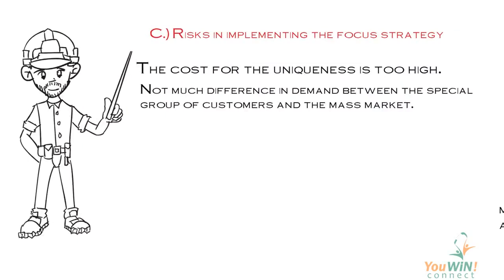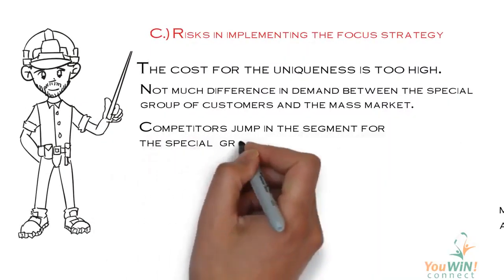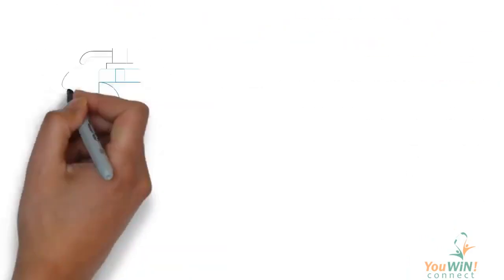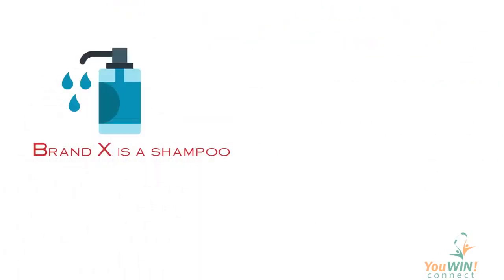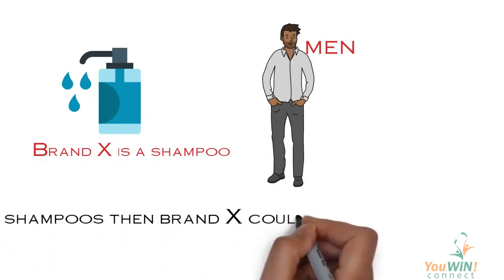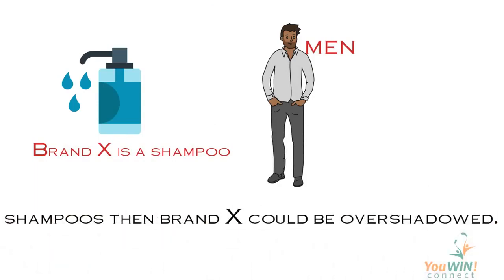Another risk really is around implementing the focus strategy, really around competitors' jump in the segment for the special group of customers. When brand X is a shampoo for men, if other producers introduce anti-dandruff moisturizer shampoos, then brand X could be overshadowed. So it is important that you also understand the risk associated with each of these competition strategies.